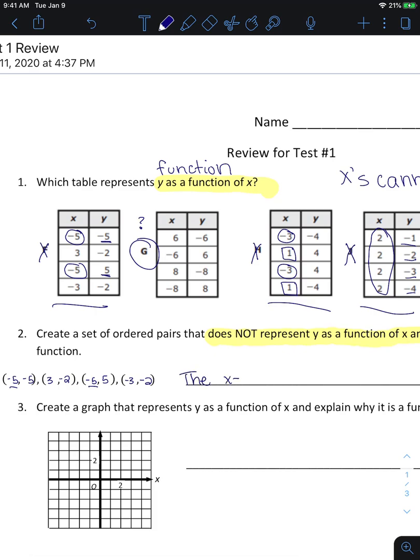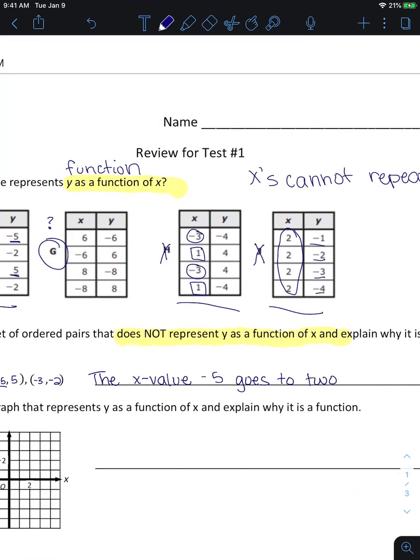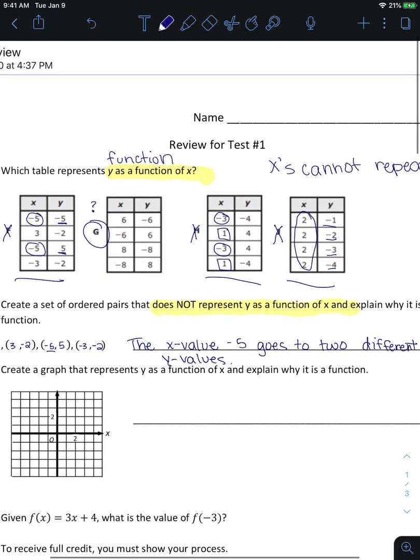The x value, it was -5, goes to two different y values. Okay, or you can say the x's repeat. As long as you can demonstrate that you know what represents not a function or what represents a function. Okay, again, these are some open-ended questions, so it can vary some.